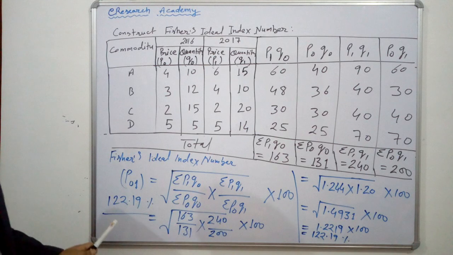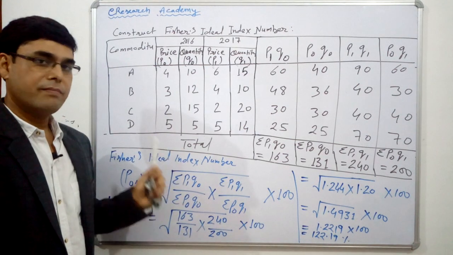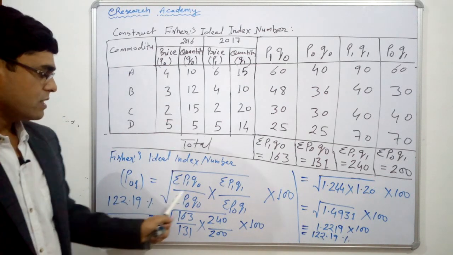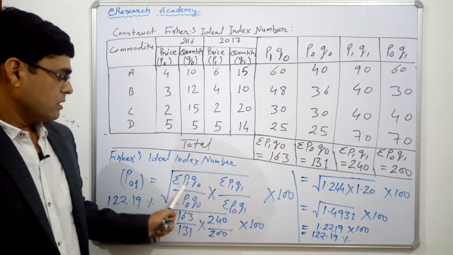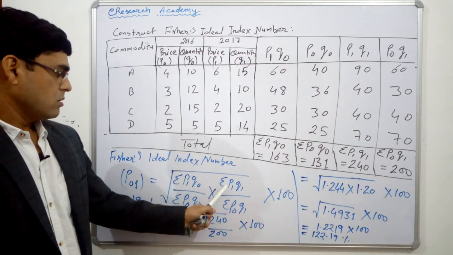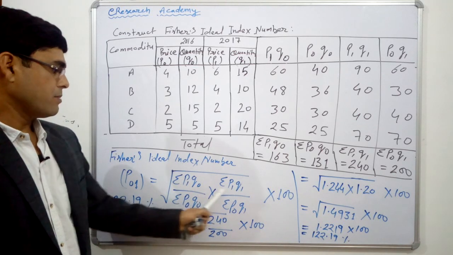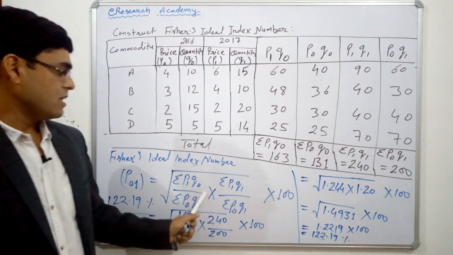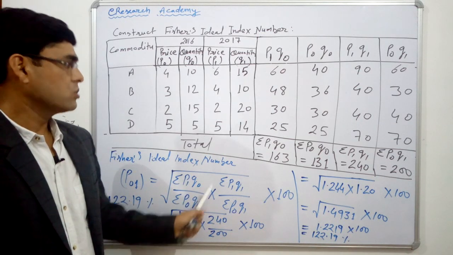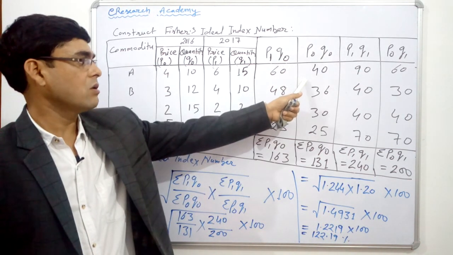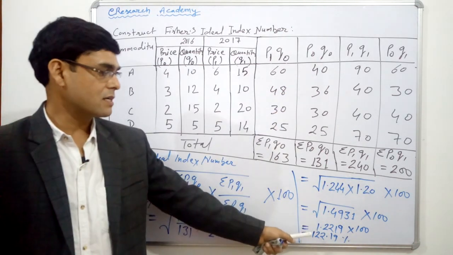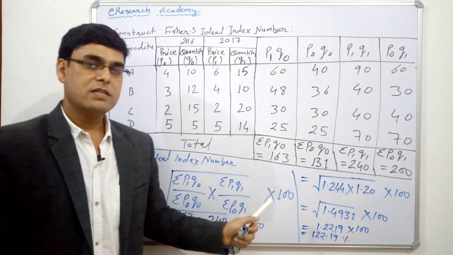So friend, this is the procedure and method to calculate Fisher's ideal index number. We just have to learn these terms and this summation in this sequence. It is quite easy to calculate, put these values in the formula and get the answer.